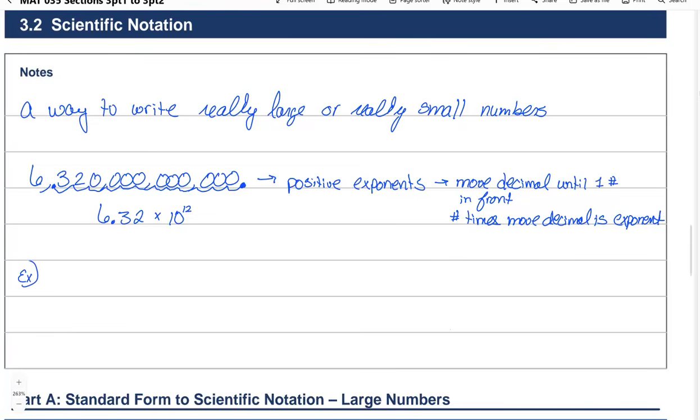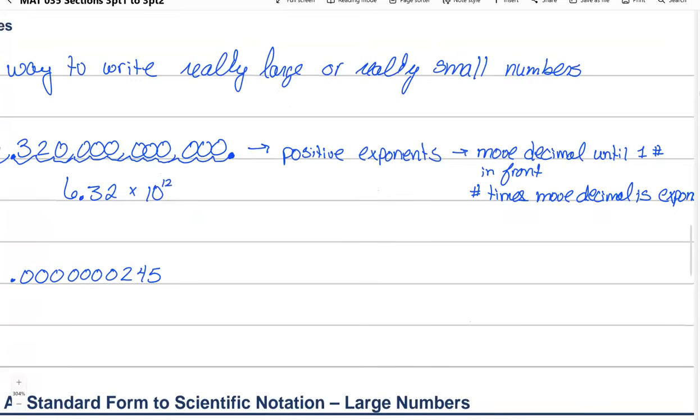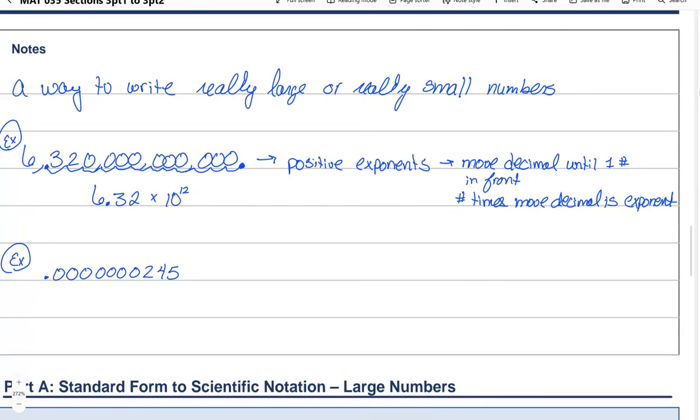Let's do something that's really small. Let's say we're looking at something microscopic, and I've got 0.0000000245. Well, that's a lot of zeros in front of that number 2. This is something that's super small. Super small numbers are going to have negative exponents. That's how you know if it's a big number or a small number. Negative exponents are going to be small numbers. Positive exponents are going to be big numbers.